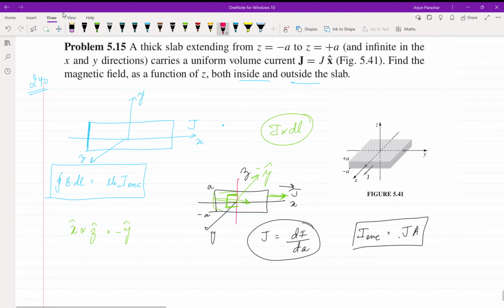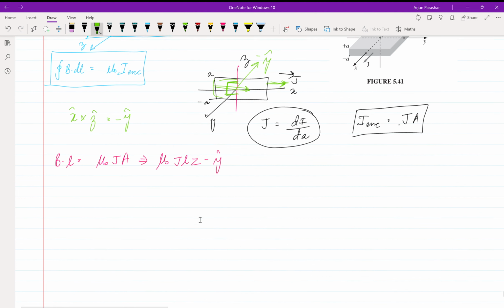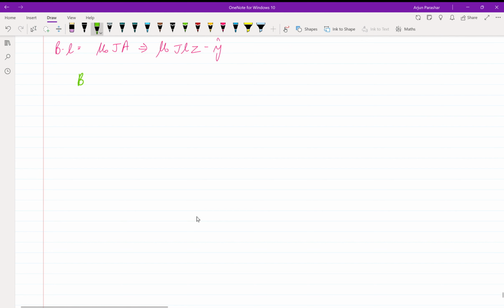So we have decided our direction, so it is B dot L equals mu naught times I enclosed. What is I enclosed? J dot A, which can be written as J into L into Z, with minus Y cap direction. So B is equal to mu naught J Z with minus Y cap, and this is the direction of the magnetic field when Z is between minus A and plus A.